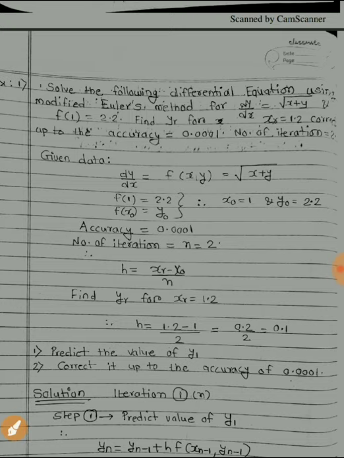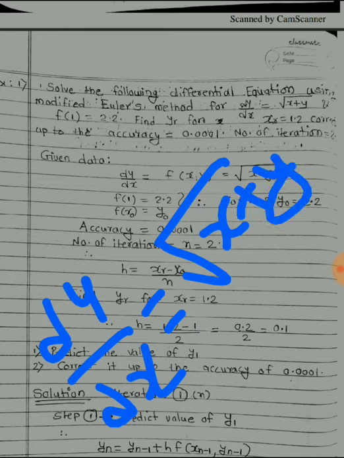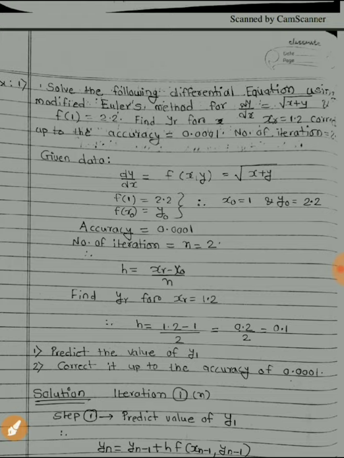Solve the following differential equation using modified Euler's method for dy by dx is equals to square root of x plus y and f of 1 is equals to 2.2. Find yr for xr is equals to 1.2. See, all this is the information which we are going to use further. Okay, so I will finish this statement, then we'll try to understand what is given.